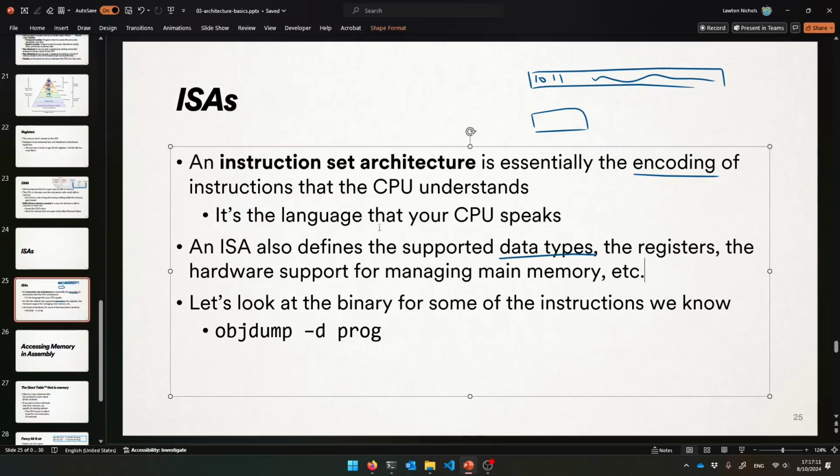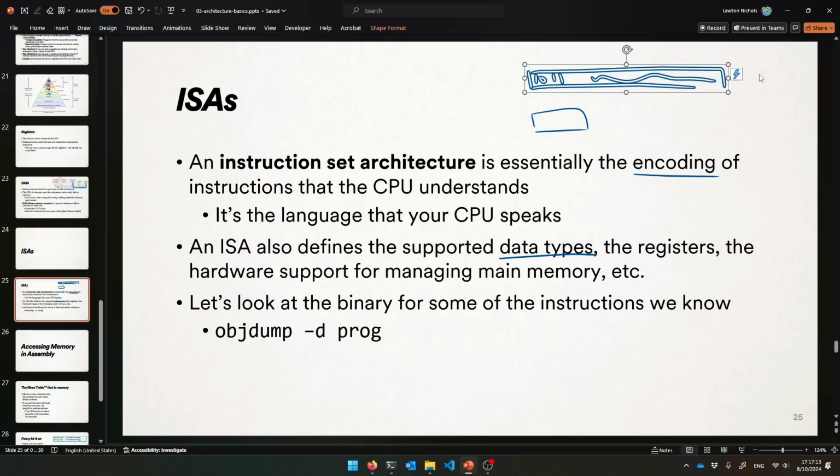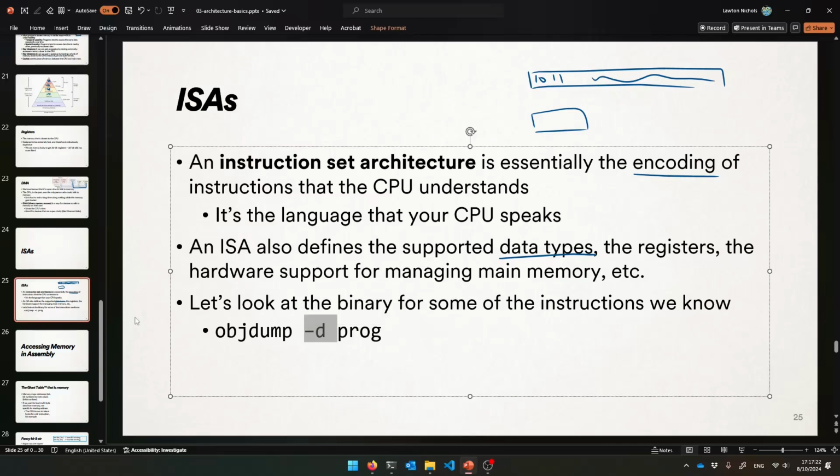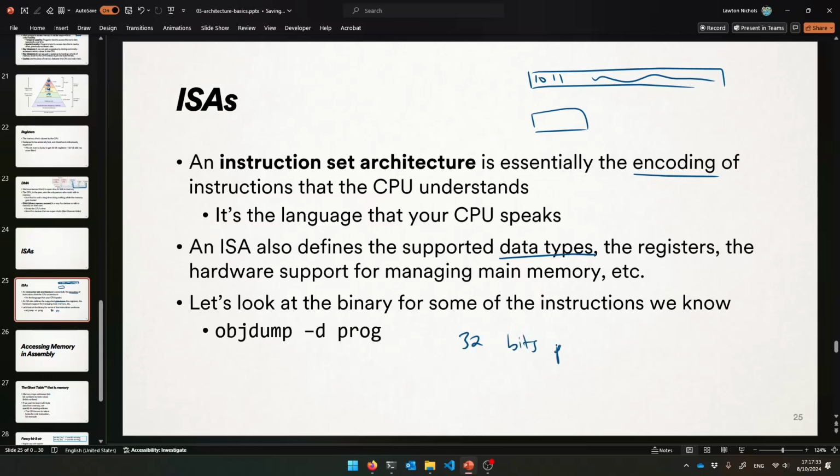Okay, so let's look at the 32-bit encoding of some of the instructions we know. There's a program called objdump, which takes a compiled program and can dump it back into assembly. It can show us the bytes that correspond to each individual assembly instruction. For us, every instruction takes up 32 bits. So we're going to do objdump -d on a program.